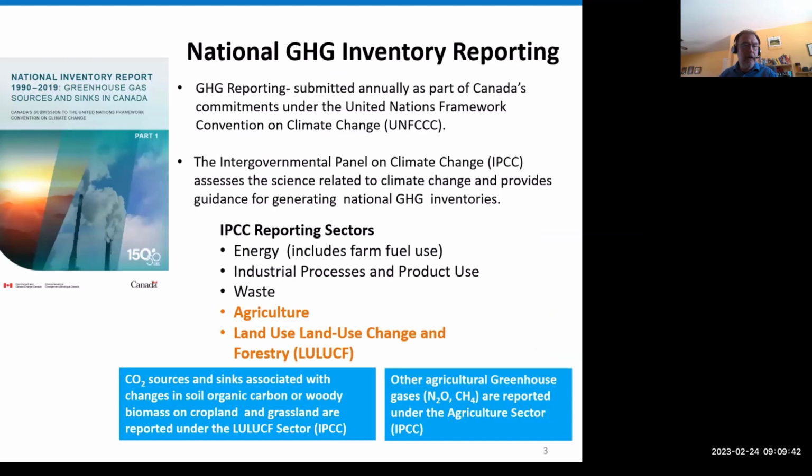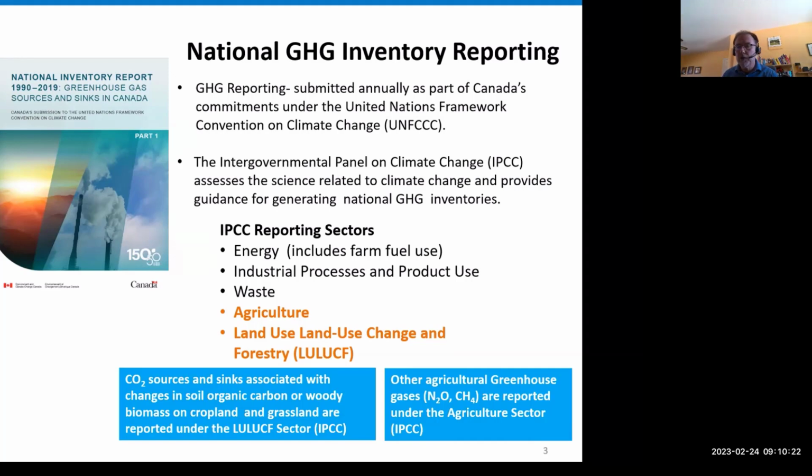So the National Inventory Report on Greenhouse Gas, the full title is Greenhouse Gas Sources and Sinks in Canada. So this is Canada's annual submission to the UNFCCC. It's part of being a signatory. It's a requirement that we provide this annual report. And the reporting that we do follows the IPCC guidelines that are set out in order to give something that is comparable across nations.